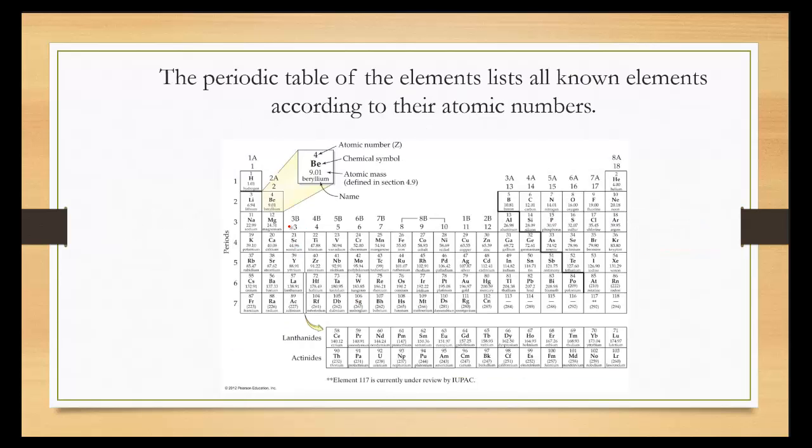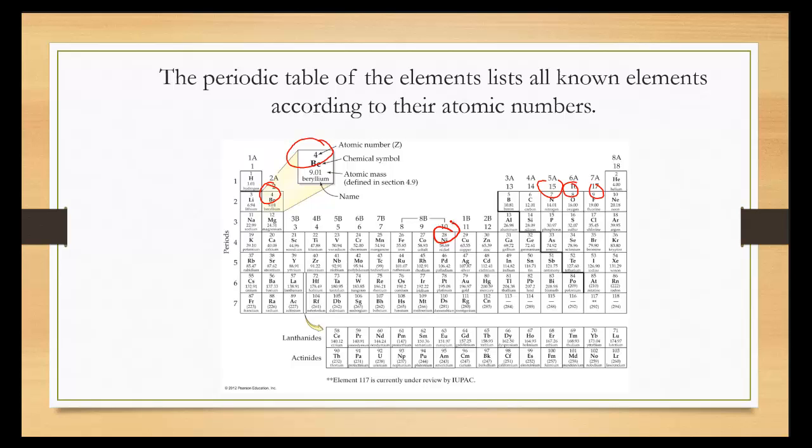The periodic table of elements lists all of the known elements according to their atomic number. So this number up here is the atomic number. Now be careful of overgeneralizing because periodic tables are depicted in different ways. Sometimes this number will be on the bottom left, upper left, bottom right, whatever. You're going to look for the whole number.